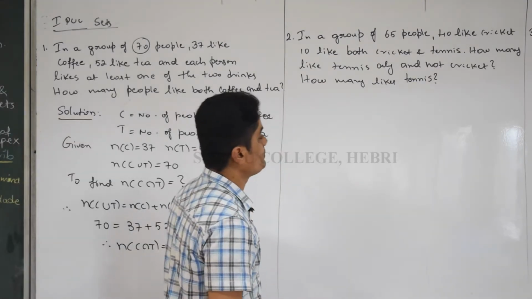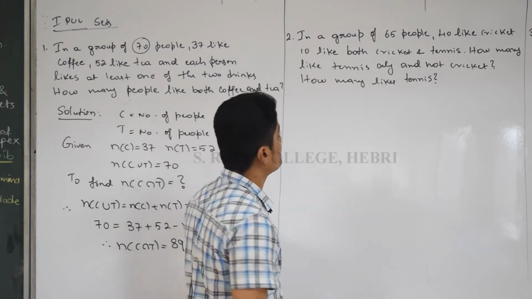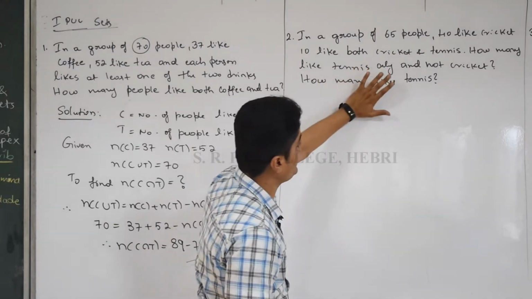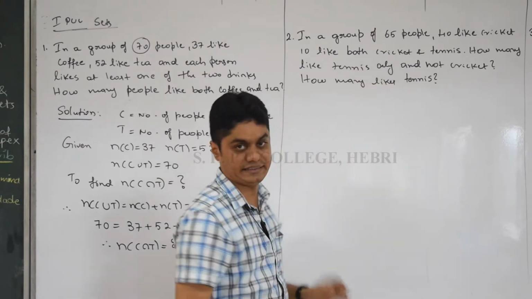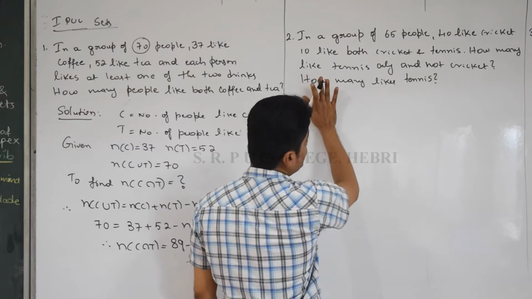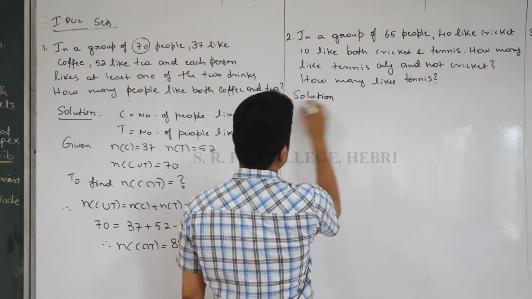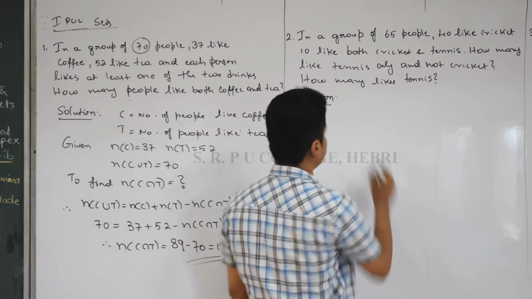Okay, next question. In a group of 65 people, 40 like cricket, and 10 like both cricket and tennis. How many like tennis only, not cricket, and how many like tennis? This is a little different, so observe. In a group of 65 people, don't decide anything about that now. The solution will start by writing the two sets. Let us take cricket and tennis as C and T.